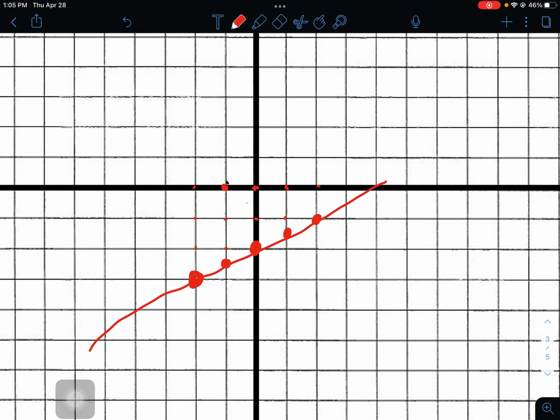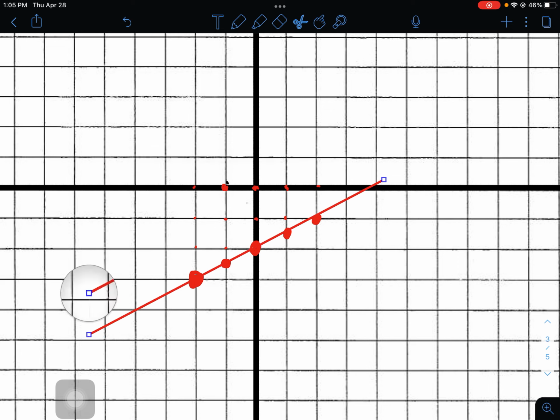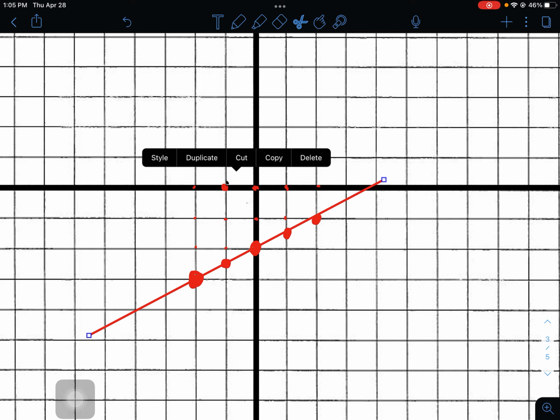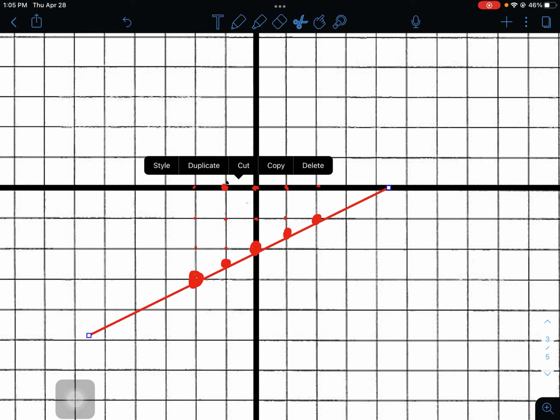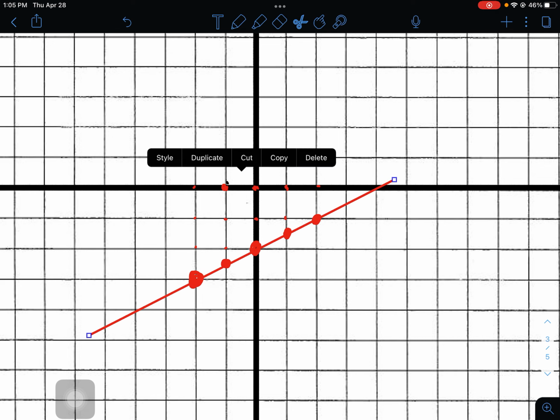I can connect them all. Let me see if I can get this lined up a little better. Boom. That should basically be right on. Connect them as best you can. You can use a ruler or a straight edge if you want to, but if you're doing it on the iPad, you can just kind of move it nicely. That is what you're doing today.